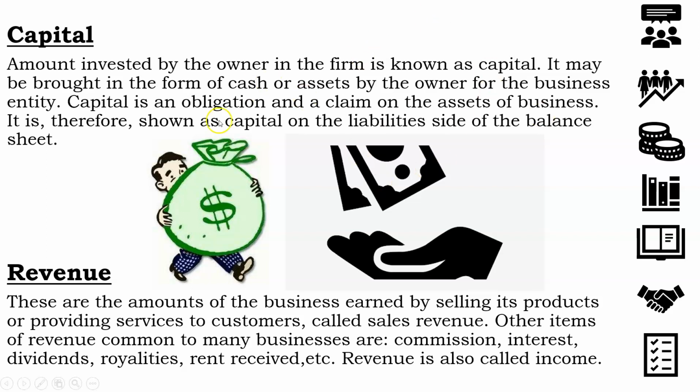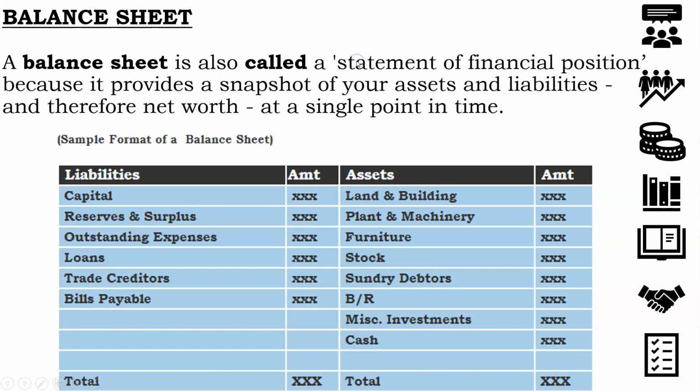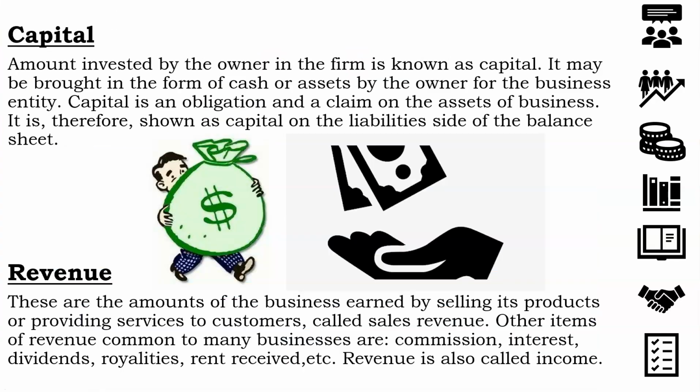Next thing, it is therefore shown as capital on the liability side of the balance sheet, as I just told you. Okay, next, revenue. These are the amounts the business earned by selling its products or providing services to customers, called sales revenue. Other items of revenue common to many businesses are commission, interest, dividends, royalties, rents received, etc. Revenue is also called income.